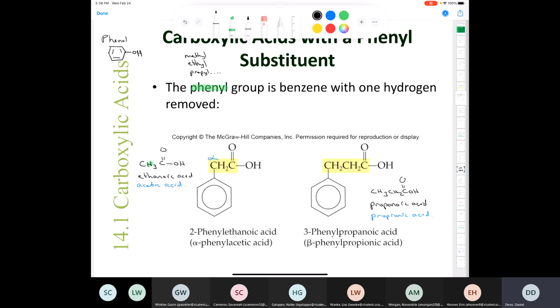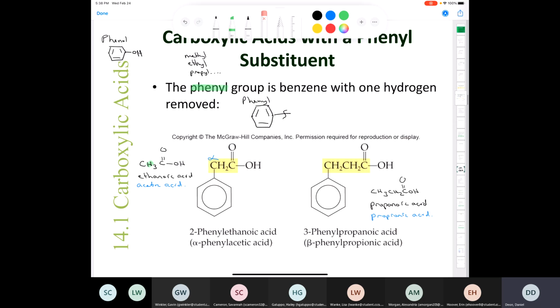So if we number the carbons using IUPAC rules, 1, 2, 3, on the third carbon, we have a phenyl. Right? I told you that a phenyl is when you have a benzene ring as a substituent. So when it's just hanging off of something, this is a phenyl group. There we go. Now, again, just more review.